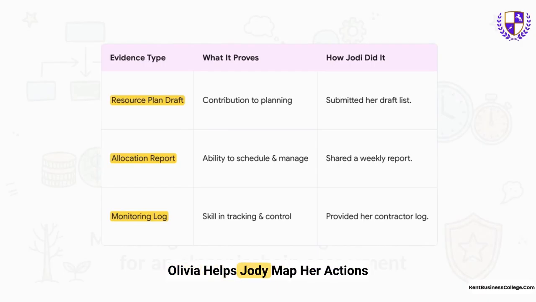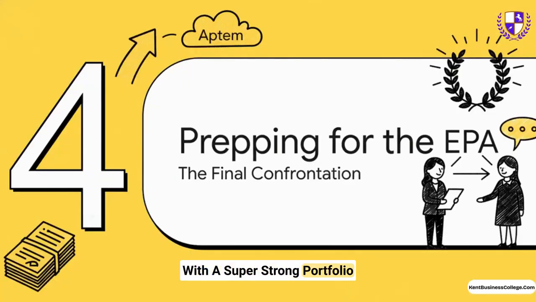Olivia helps Jody map her actions to specific bits of evidence. That list she brainstormed with the team, that's her resource plan draft. The work she did on the timeline, that becomes a resource allocation report. And that simple little log she was keeping, boom, that's her resource monitoring log. Every single piece of evidence directly proves a part of the skill. It's perfect.